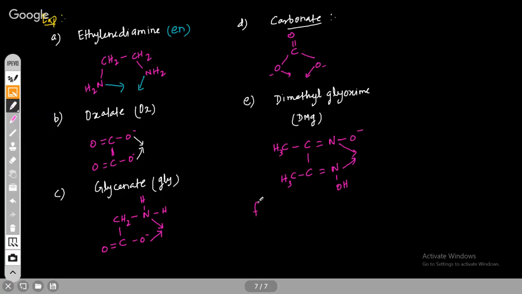Next one is dipyridyl. In short, we write it as DIPY. The structure is this. Two pyridines we have to attach together. Okay, this is one, this is another. Donor atoms are nitrogen. Dipyridyl is this. All these are bidentate ligands. Two donor atoms we have. Copy down the structure. We'll go to the next page.